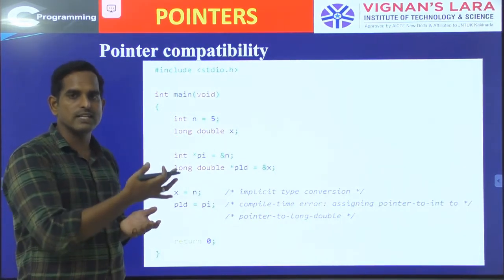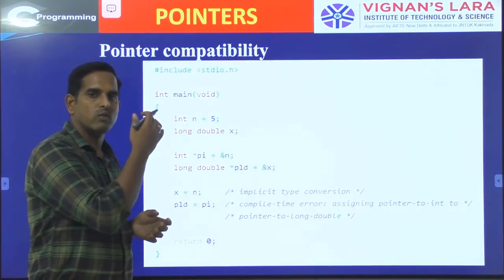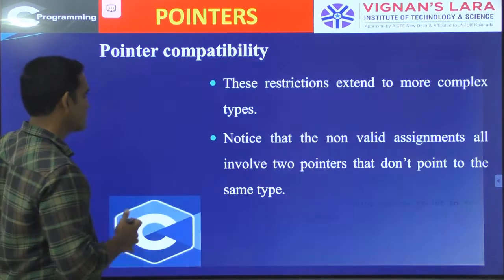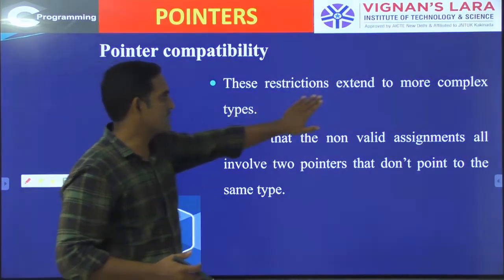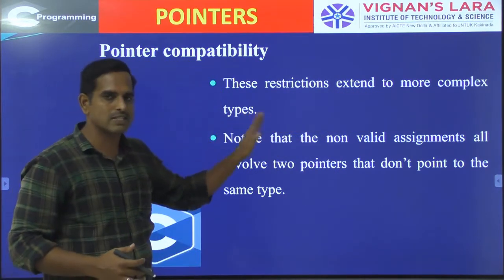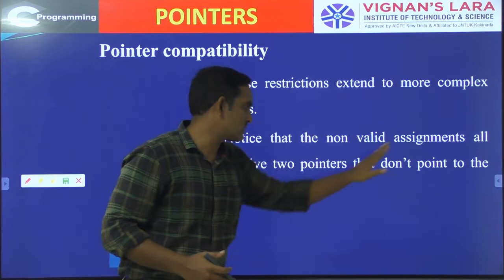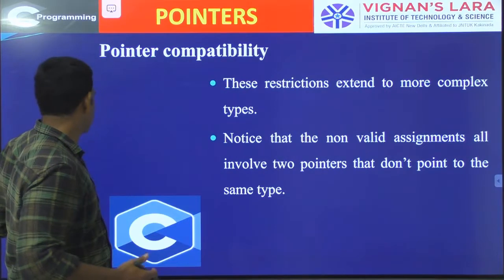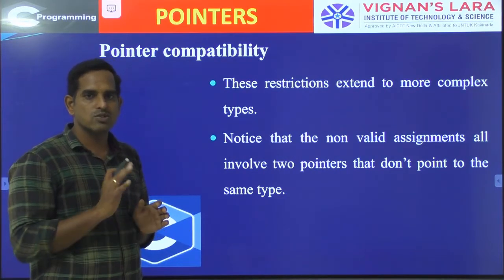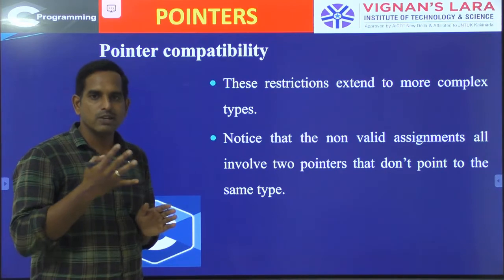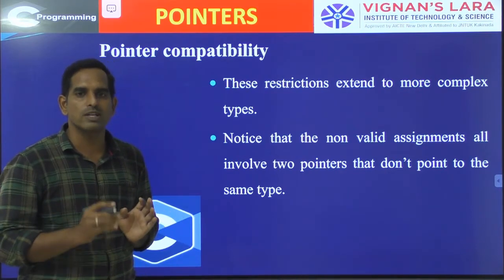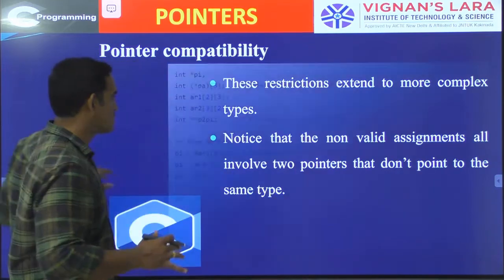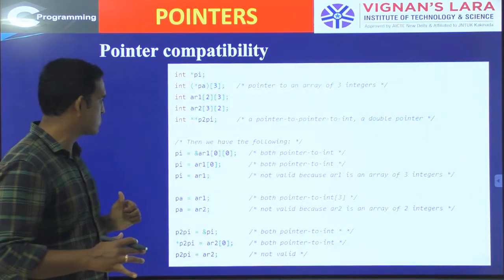All the pointers which you are assigning have to be of the same data type, and whatever the pointers are pointing to should match your general variables. These extend to more complex types as well. Notice that the non-valid assignments all involve two pointers that don't point to the same type. You will see an example where your pointers should not be pointing to different types. Your pointers should always point to the same data type. If they point to a different data type, they will give you an error. So this is an example which explains all these issues.